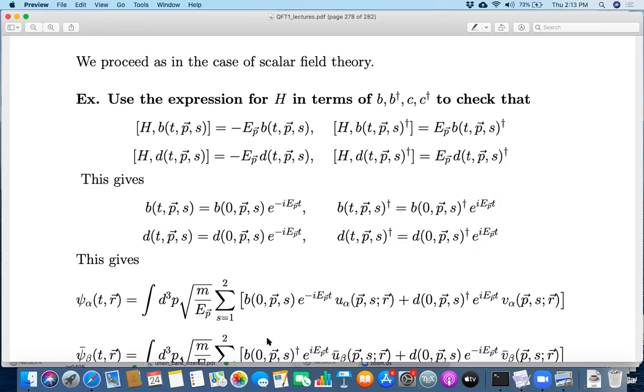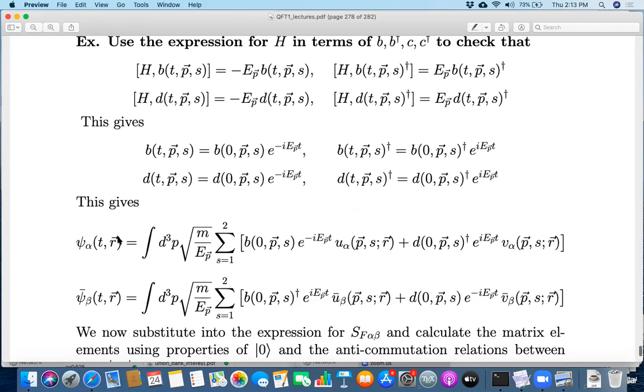So here all I have done is take the expression for ψ that we had earlier in this equation, and simply substitute for b_p(t) as b_p(0) e^(-iE_p t), just from here. And similarly for d†.